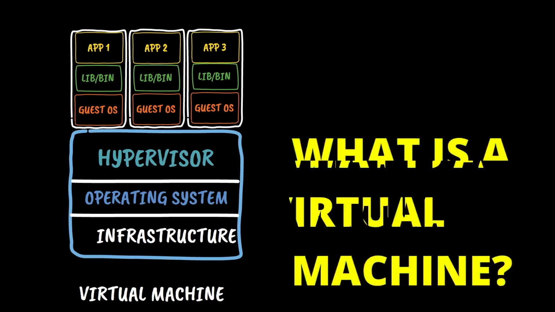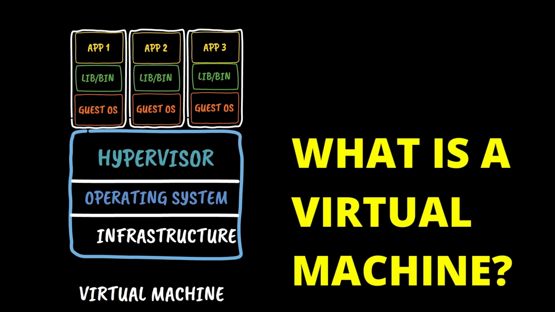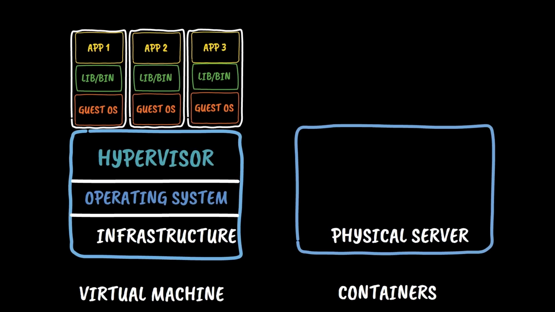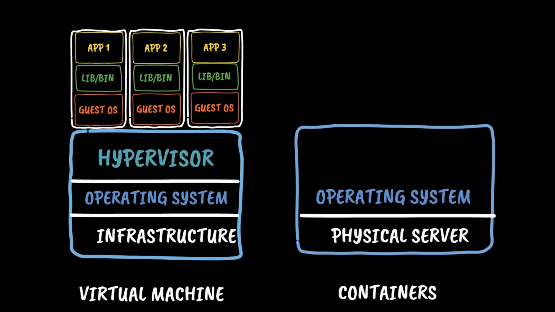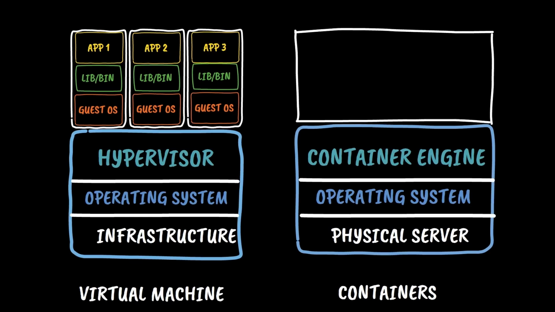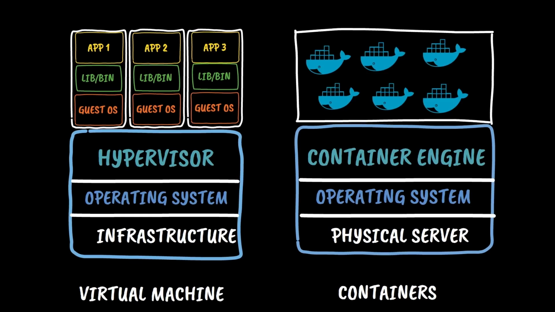A virtual machine is a software emulation of a physical machine which allows multiple operating systems to run on a single physical machine. Virtual machines are also isolated from each other and from the host machine, which provides security and stability. Now, if we talk about containers, it has the same physical server underneath and host operating system on top of that, but instead of a hypervisor, it has something called a container engine.